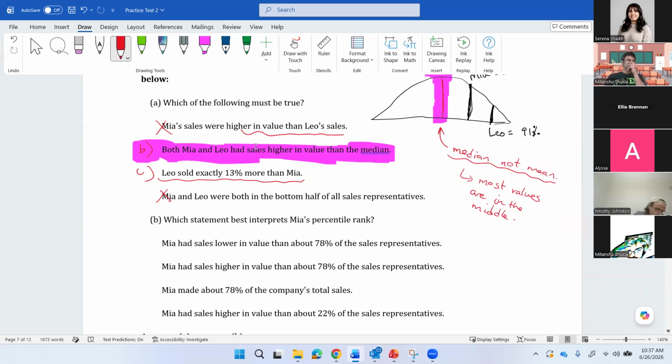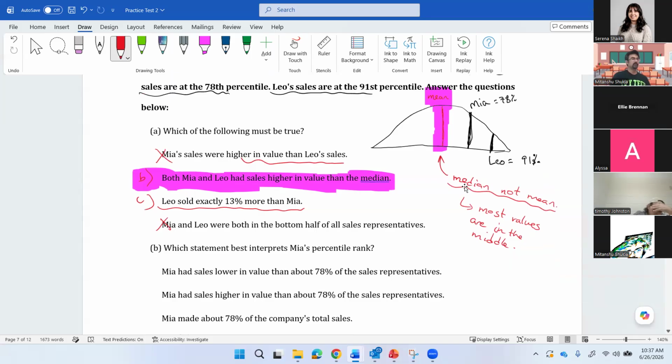Part B. Which statement best interprets Mia's percentile rank? Mia has sales lower in value than about 78% of the sales representatives. Well, that's just not true. Mia had sales higher in value than about 78% of sales representatives. I think that's pretty solid. Okay, so we'll keep that in check. Mia made about 78% of the company's total sales. Is that true?